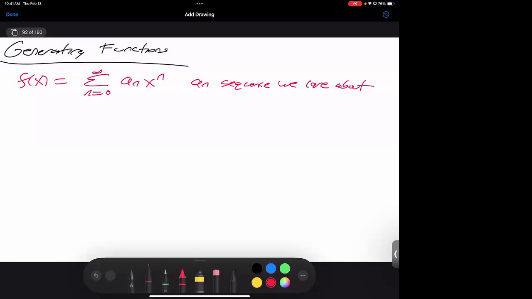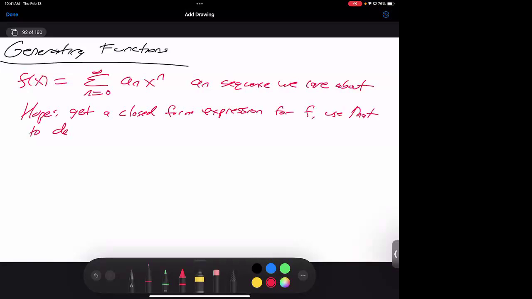And then we can use that to deduce information about the a_n. So the hope is to get a closed form expression for f, and use that to deduce things about the a_n, or things related to them.